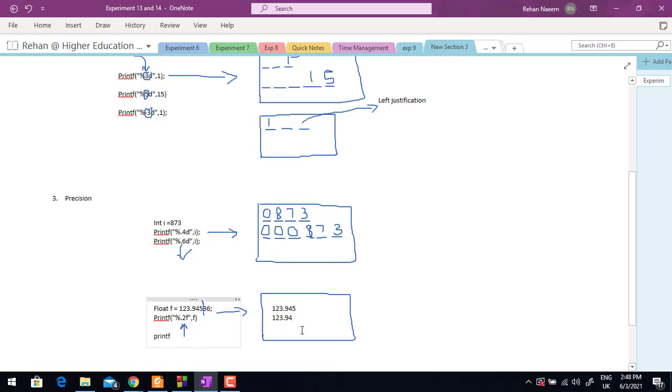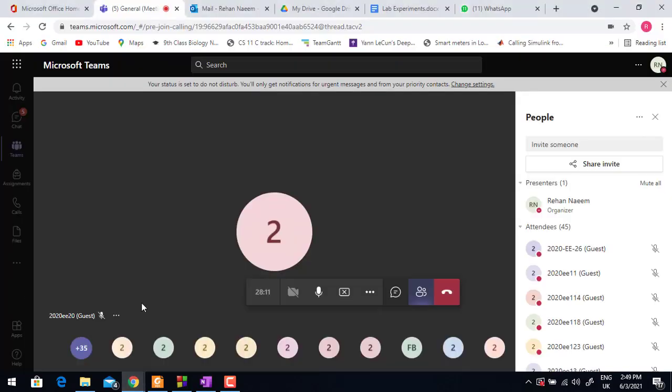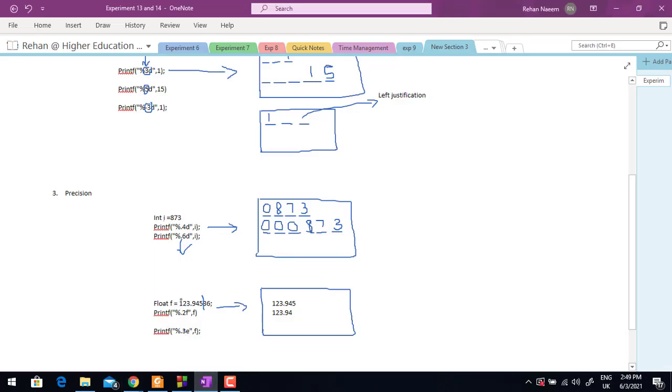If I write printf percentage point 3e, so point 3e means... E means display. Can anyone tell me what does e mean? Percentage e, what does it mean? Exponential form. Okay, 10 ki power. So e means you are asking the computer to display 123.94536 in exponential form. Clear?